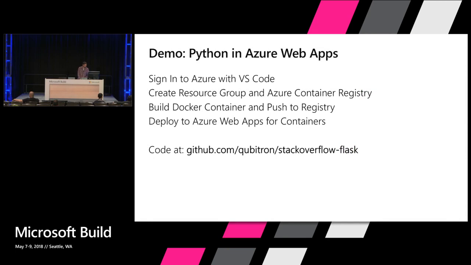And just so that everyone's following along with the demo, we're going to sign into Azure with VS Code. We're going to create an Azure Container Registry. Then we're going to build a Docker container containing my app, push it to that registry, and then finally deploy that container to Azure Web Apps for containers.